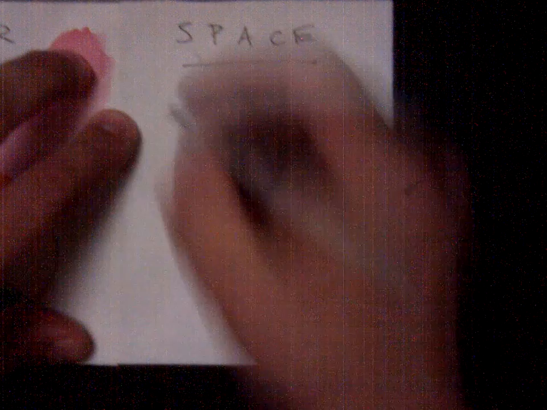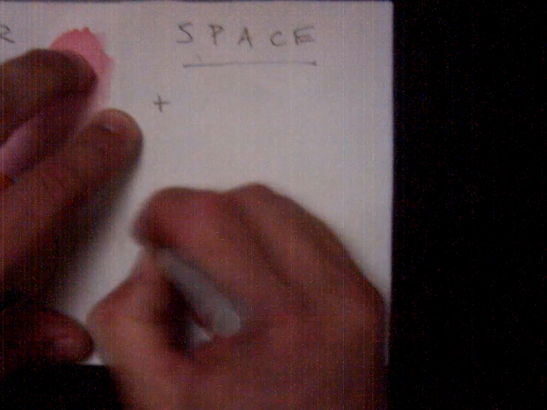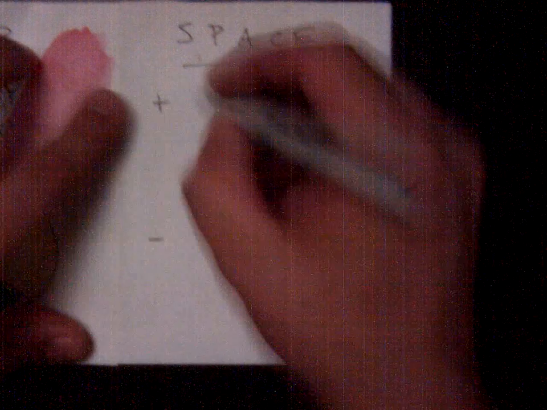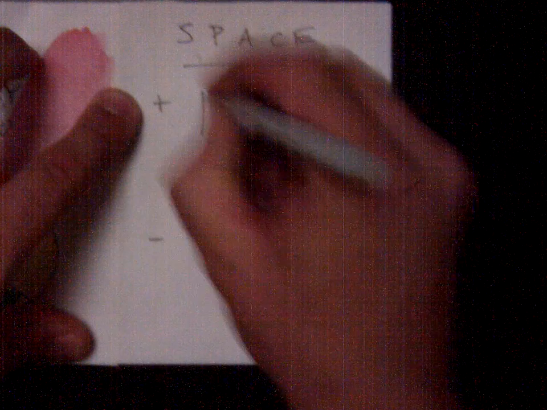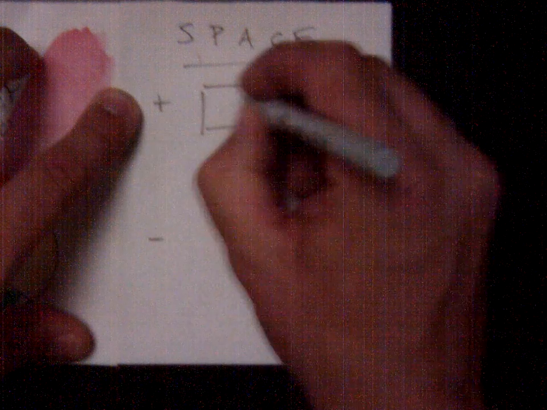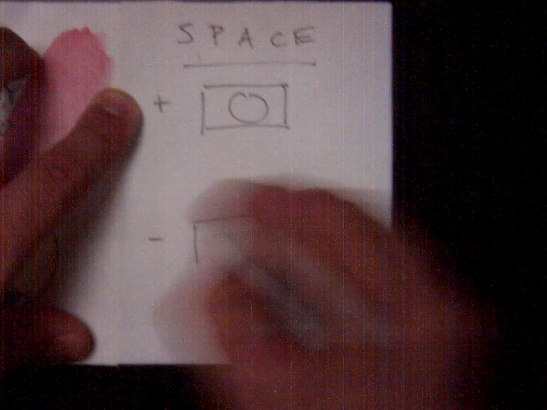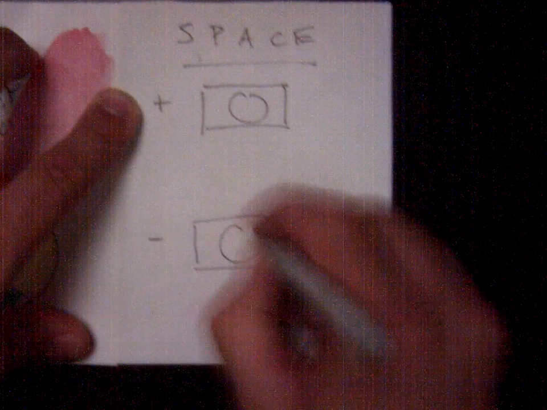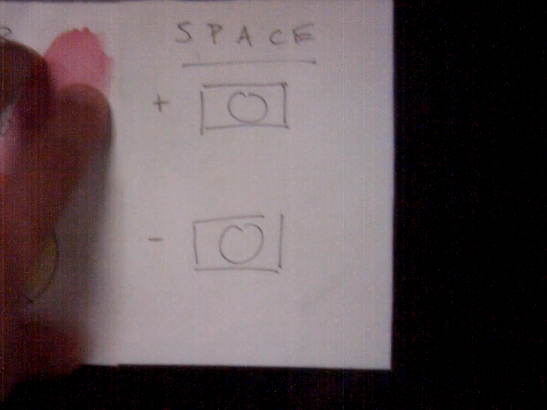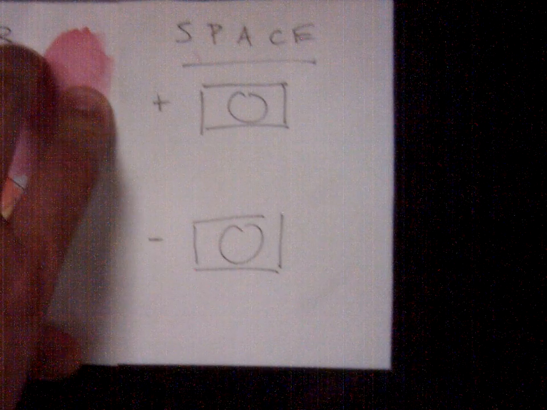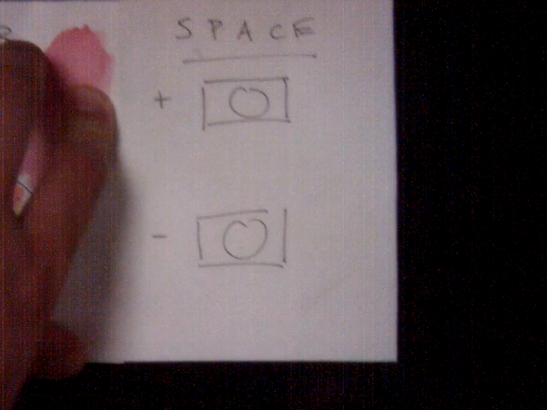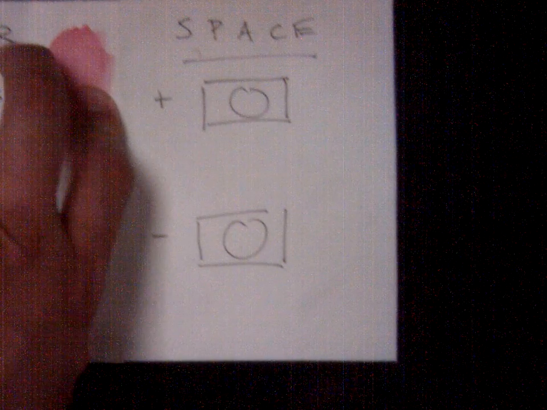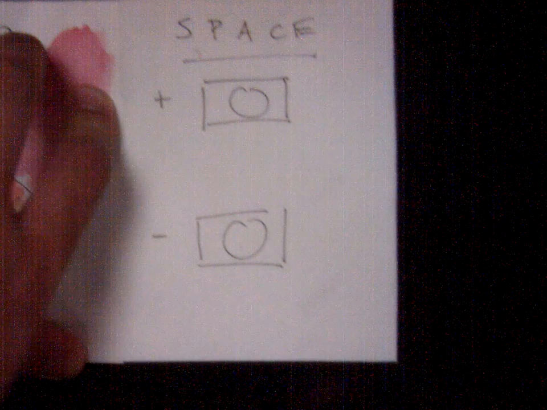Okay, so space has 2 types. We have positive space and we have negative space. Now the way I like to show space is I'll draw a square and I'll put a circle in it. I'll do that twice. So I have 2 squares, 2 circles inside. Now the part that I color in will show you which is positive and which is negative space.